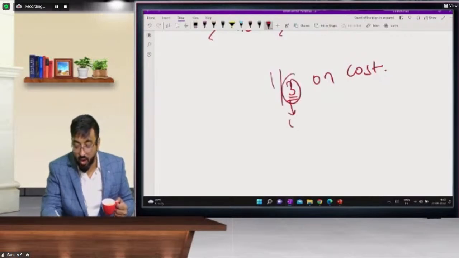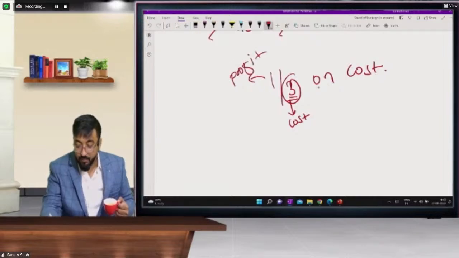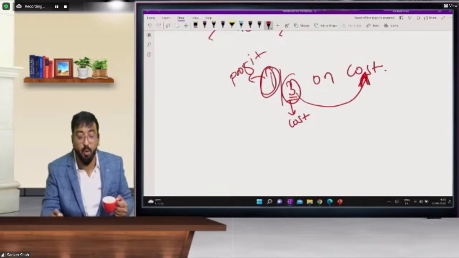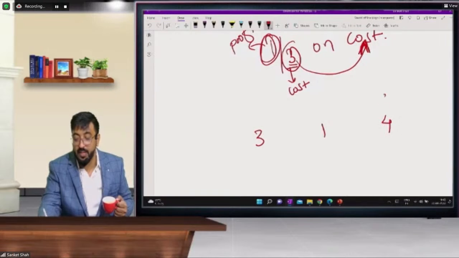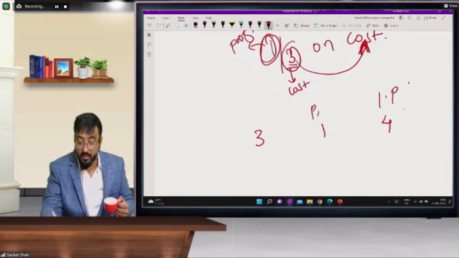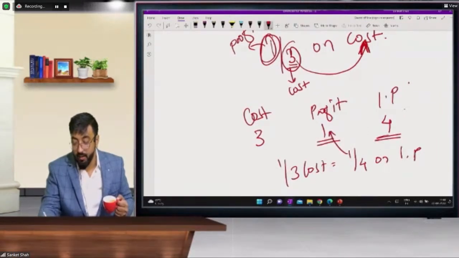3 is cost and 1 is profit. Its numerator is always profit. So 3 cost, 1 profit, and 4 selling price or invoice price. Okay, so it's very simple. And that's why 1/3 on cost is equal to 1/4 on invoice price. 1/4: this is profit and 4th is invoice price.